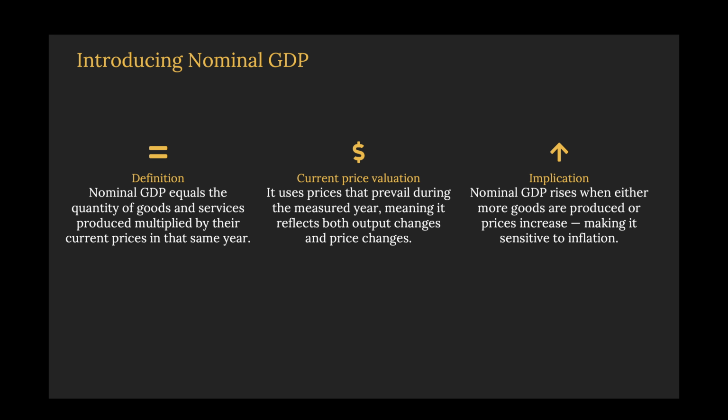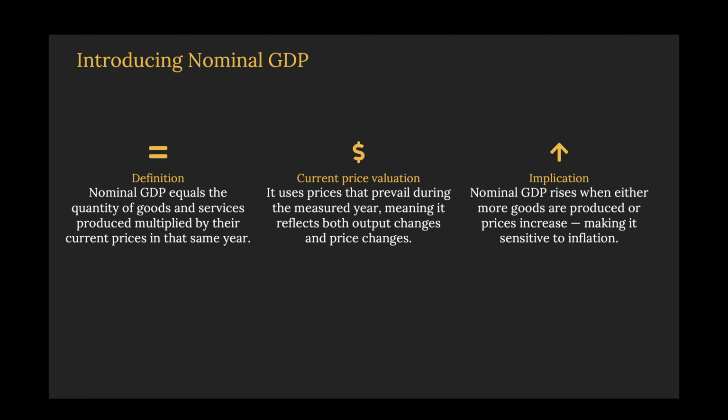Let's start with nominal GDP. In economics, nominal doesn't mean small or not serious. It has a very specific meaning. Nominal GDP is the value of all final goods and services produced using the prices that are actually charged in that same year. In formula language, nominal GDP equals the quantity of each final good multiplied by its current price.